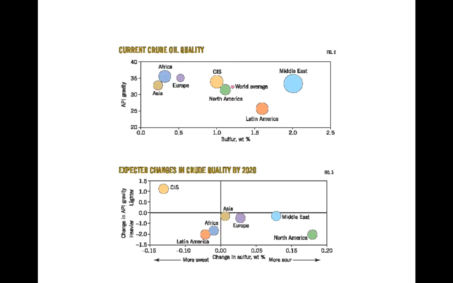If you look at the expected changes in quality by 2020, because we're moving towards these shale gas formations, they tend to have a little bit more sulfur. So North America is expected to have a decrease in quality in terms of the oil that it exports. Africa and Latin America expect to have an improvement in crude quality. Middle East, in the same vein as North America, a decrease in quality by 2020.